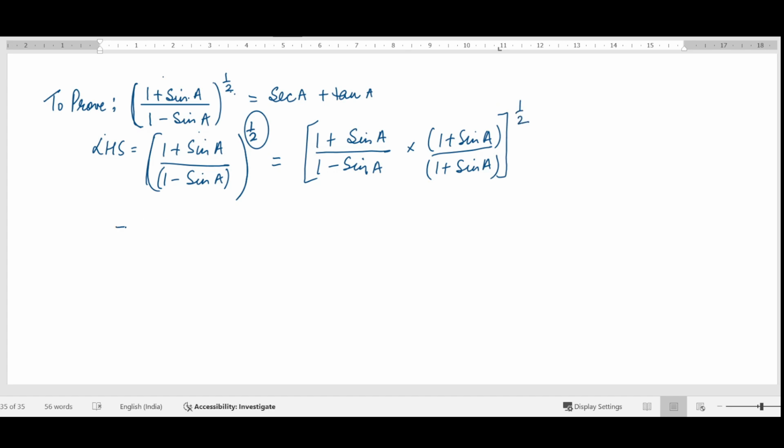So this will give you (1 plus sin A) whole square upon, this is A minus B and this is A plus B, right? So A minus B into A plus B gives you A square minus B square. So we'll write here 1 square, that is 1 minus sin square A, whole to the power 1 by 2.